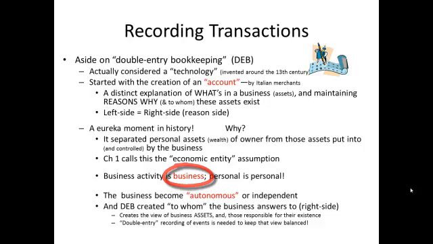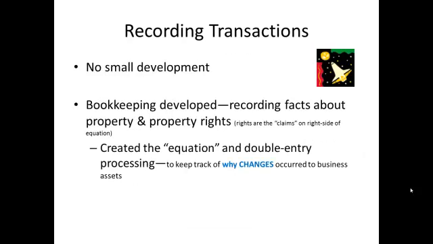The business becomes autonomous or independent, and double entry accounting creates the to whom on the right-hand side the business answers to. The assets are under the control of the business, but the accounting equation creates a view of assets and those responsible for their existence. This is the double in double entry accounting. We need this to keep a balanced view of our entity. It's no small development. Bookkeeping developed in terms of recording facts about property and property rights. Property on the left, property rights on the right-hand side, also called claims.